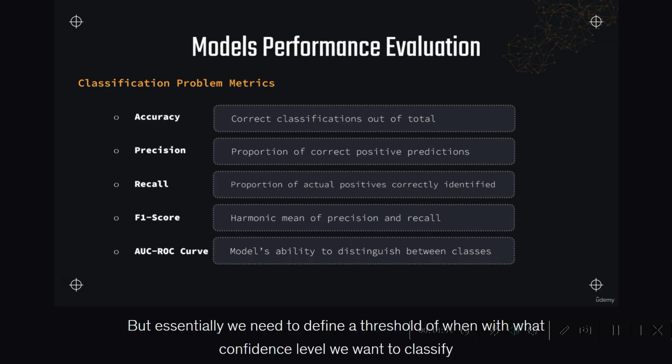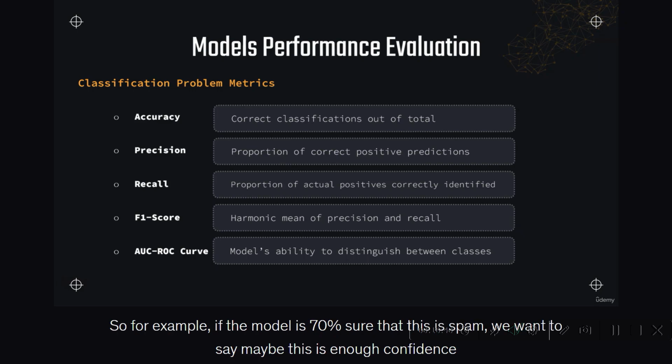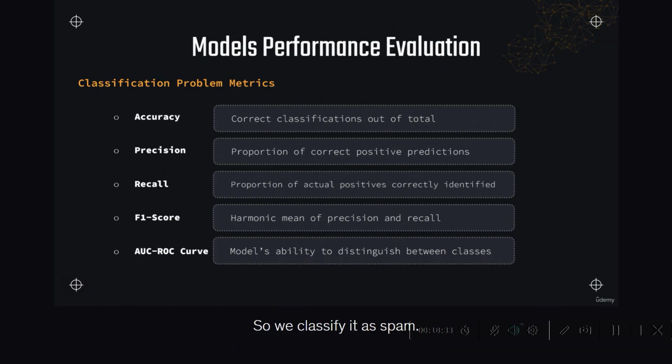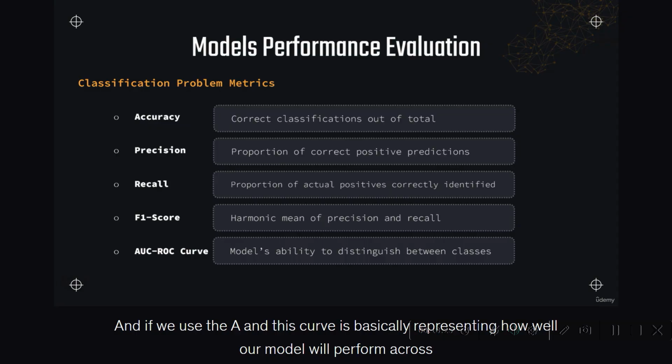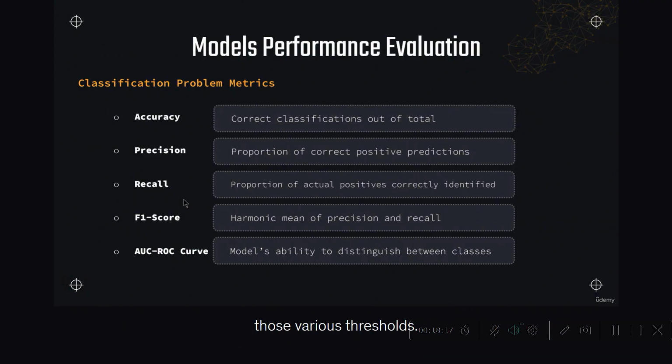But essentially, we need to define a threshold of with what confidence level we want to classify something as spam. So for example, if the model is 70% sure that this is spam, we may say this is enough confidence, so we classify it as spam. And with those thresholds, we can set them in different ways. And this curve is basically representing how well our model will perform across those various thresholds. So these are the classification problems.